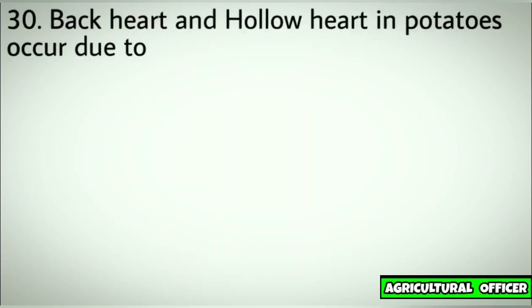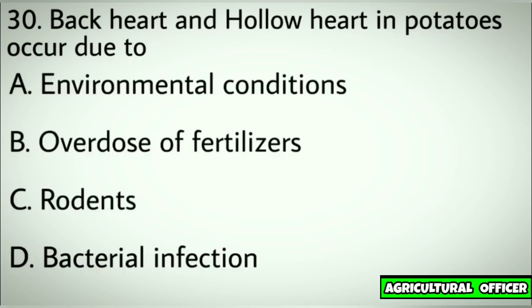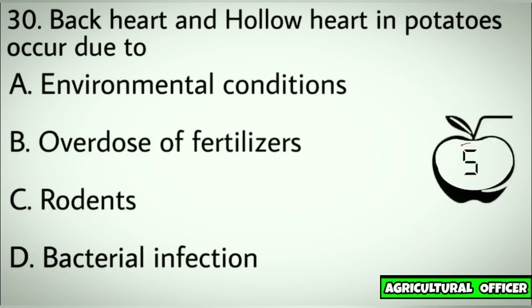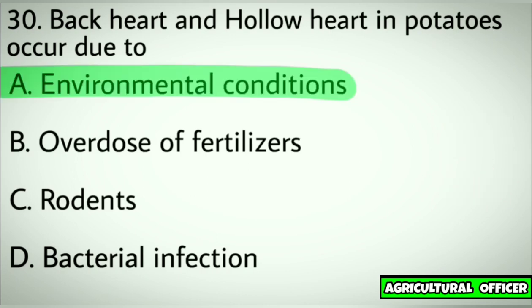Question number 30. Black heart and hollow heart in potatoes occur due to options: A. Environmental conditions, B. Overdose of fertilizers, C. Rodents, D. Bacterial infection. Correct answer: A. Environmental conditions.